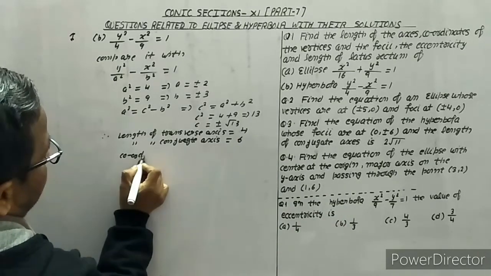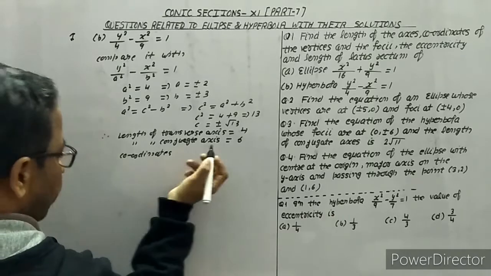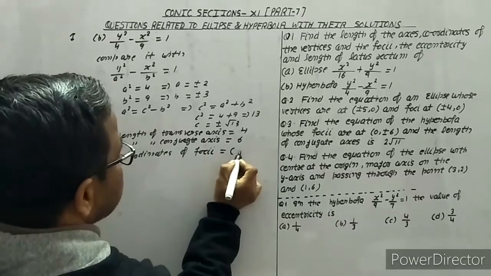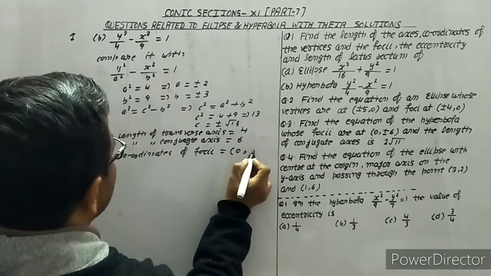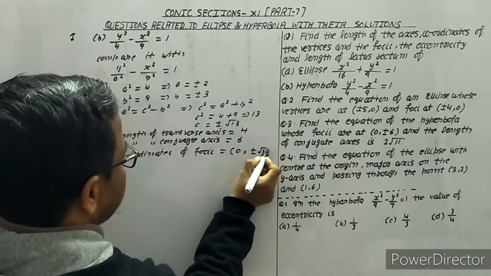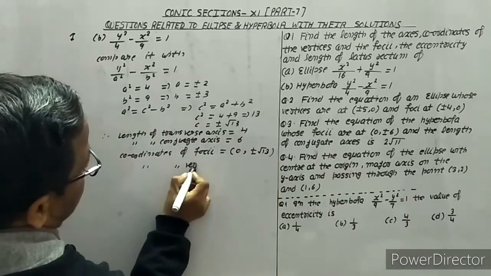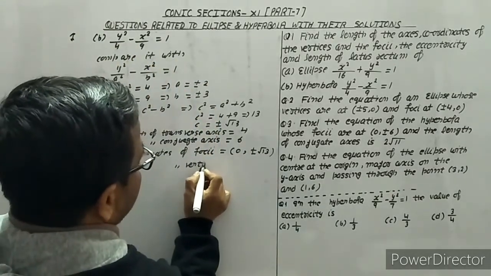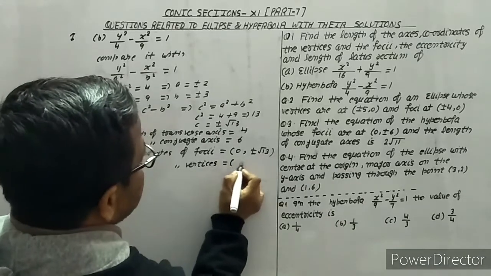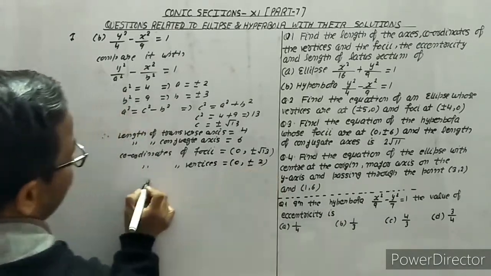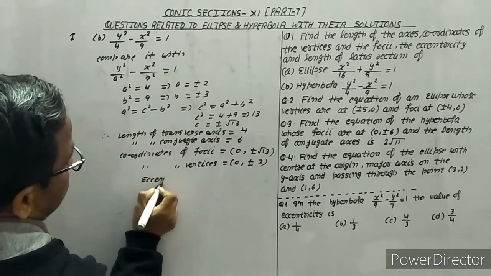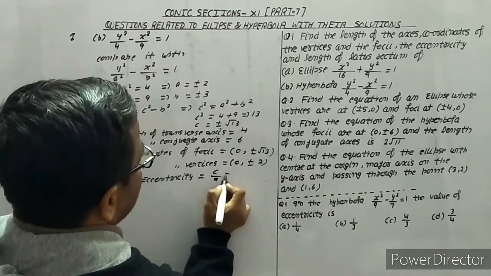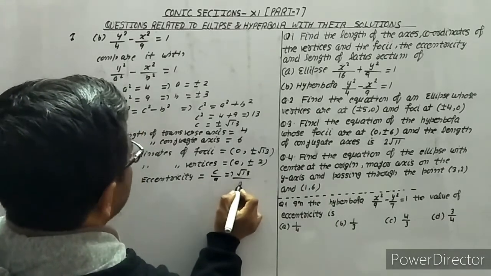Then coordinates of foci. First we will write down foci only, no problem. Coordinates of foci is equal to 0, plus minus c. Therefore 0, plus minus root 13. Then coordinates of vertices. Why are we writing it here? Because this is along y-axis. Then coordinates of vertices is equal to 0, plus minus a. So 0, plus minus 2. And next is eccentricity. For eccentricity we know very well the formula, c upon a. Therefore we can say root 13 upon 2.